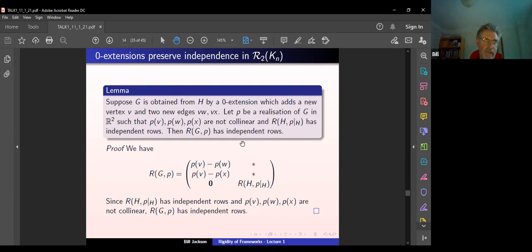And if we restrict ourselves to P, which is generic, then we will naturally have this condition that these vertices are not collinear. So it will tell us that the zero extension operation preserves independence in the generic rigidity matroid.